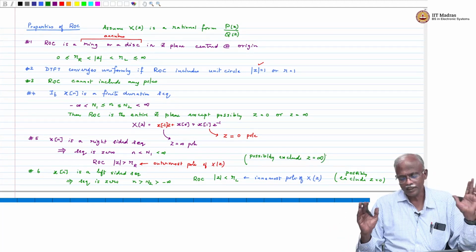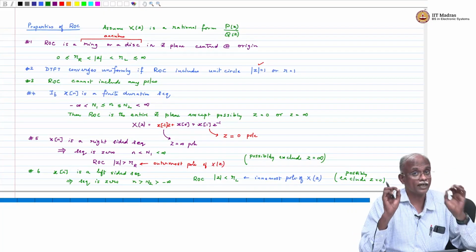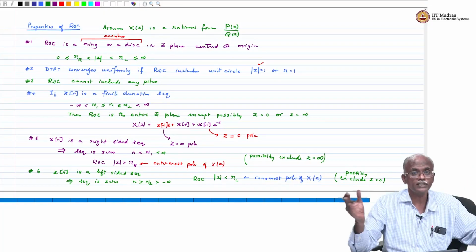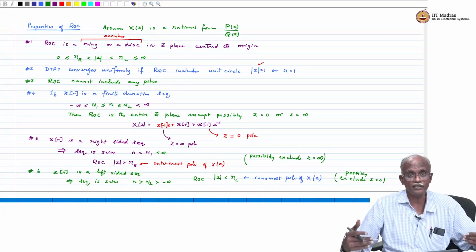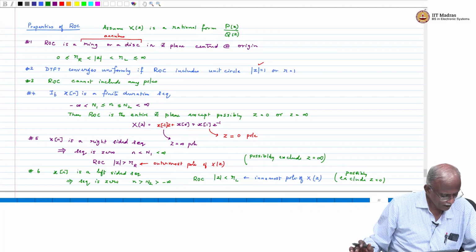Okay, but again, z equal to 0 and z equal to infinity are just for completeness and correctness. Most of the time we are interested in saying what the region of convergence is in the finite z plane, that is where it is valid, and whether the unit circle falls in the region of convergence.